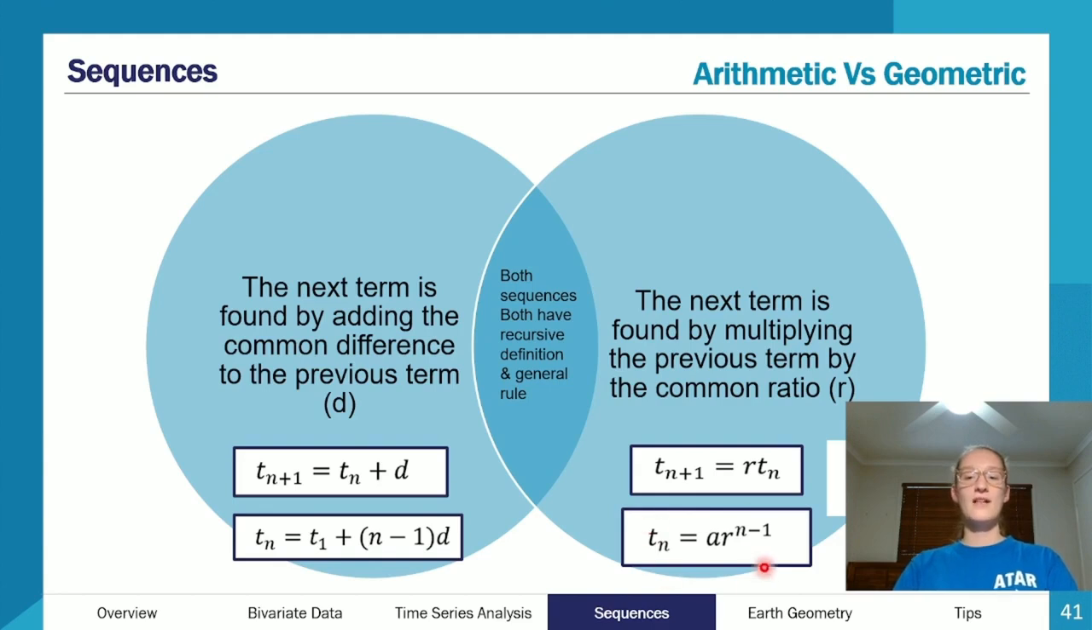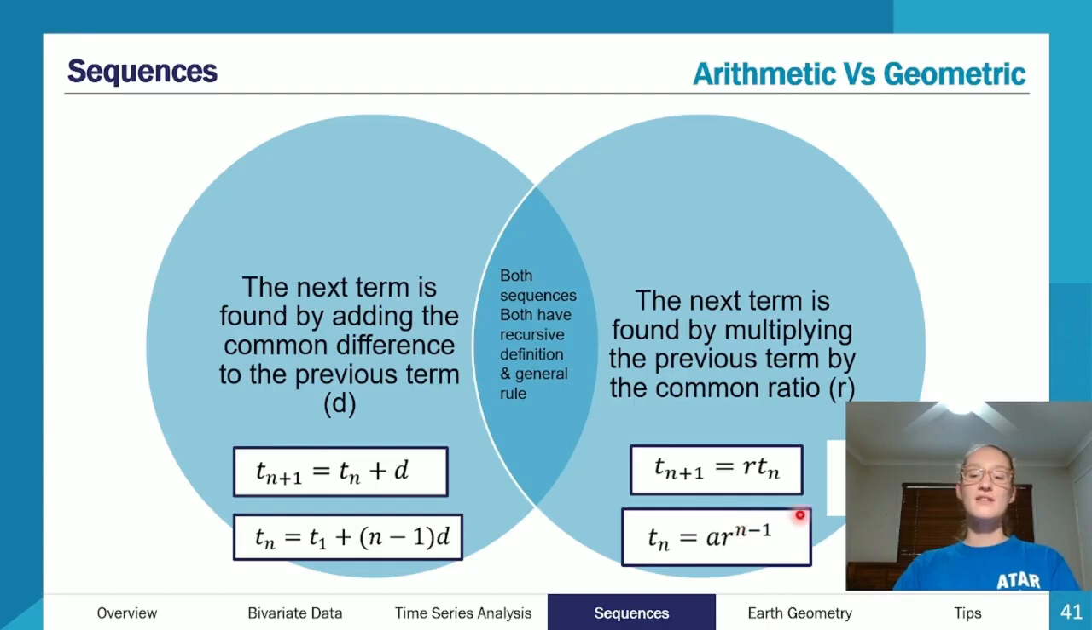Coming over here, we've got our general rule for our geometric sequence. We have Tn equals A. Remember, A is the same as T1. It's our starting point. A is T1, so that's our starting point, multiplied by R, which is our common ratio. And then we have n take 1.